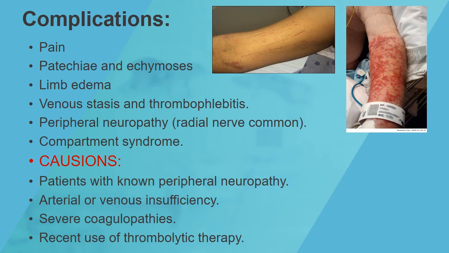The cautions you need to take are that in patients with known peripheral neuropathy, you don't apply the non-invasive blood pressure monitor. With arterial or venous insufficiency you don't use it, in severe coagulopathies you are not going to use it, and with recent use of thrombolytic therapy you're also not going to use it.